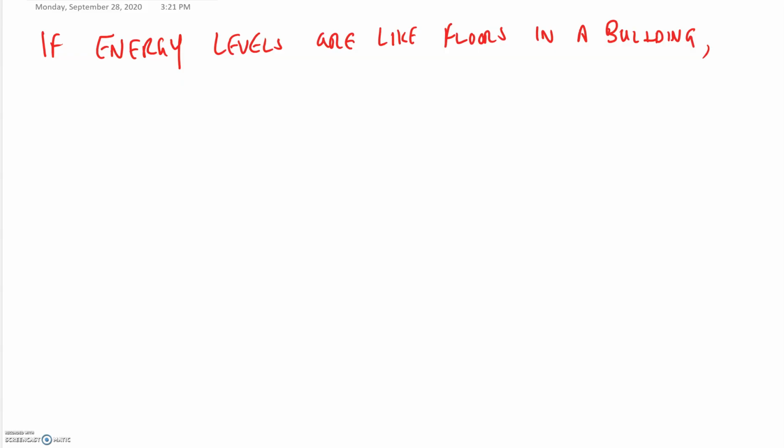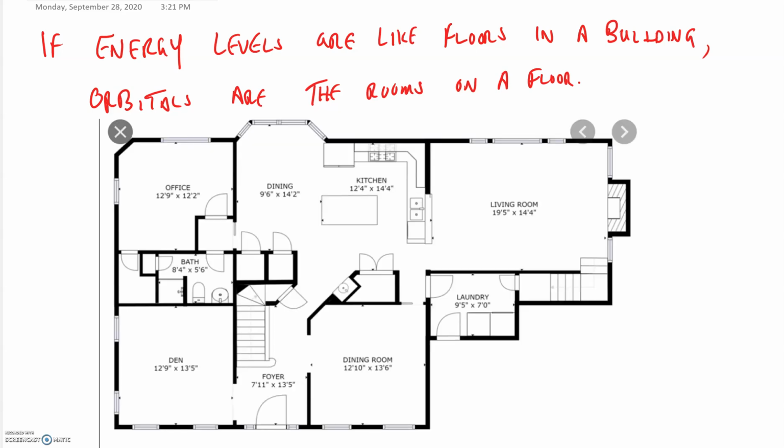So, if energy levels are like floors in a building, then orbitals are the rooms. If we look at a floor plan of any building, you'll notice that some of these rooms have different shapes, and some of them are facing different ways. And no matter what, our rooms in our floor of our building can hold a total of 2 electrons, and that's it. And the higher up you go, the more room you have, and the more electrons you can hold.